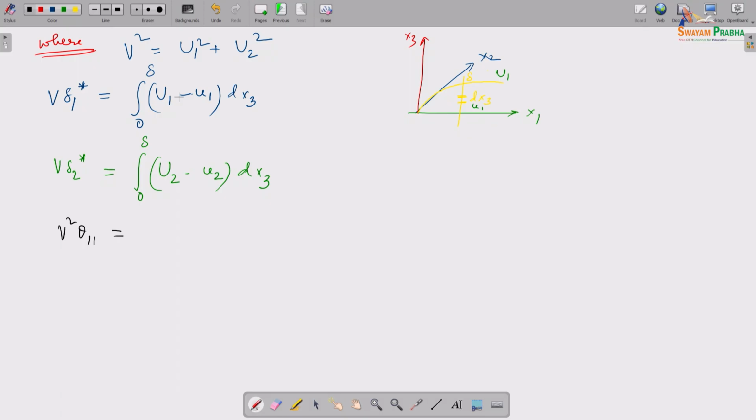Okay, so v square theta 1 1 is again. So now if you remember, I forgot to write the delta 3. So theta is actually representing momentum thickness, right? And momentum thickness is again when you have the displacement, there is also mass displaced, hence there is displacement of momentum also. And how much thickness is that, right?